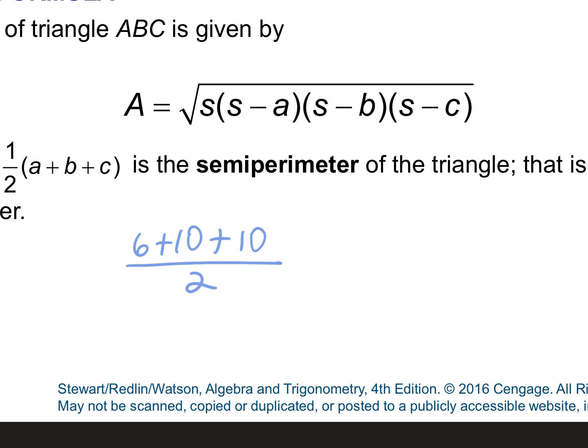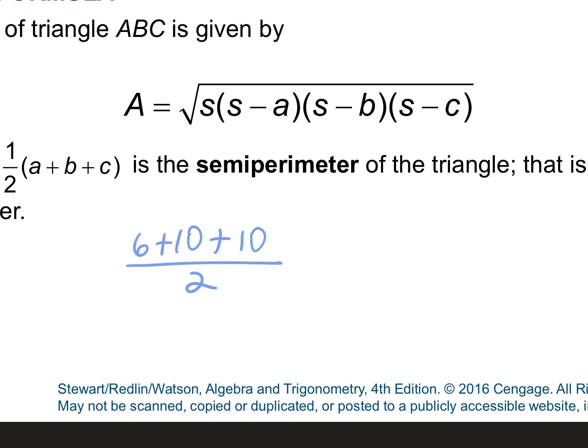21, okay? Now, let's look at this and use our brains. What is 6 plus 10? 16. 16 plus 10 is 26, divided by 2. Oh, 13. Why did your calculator tell you it was 21? Oh, because it divided. Yep.